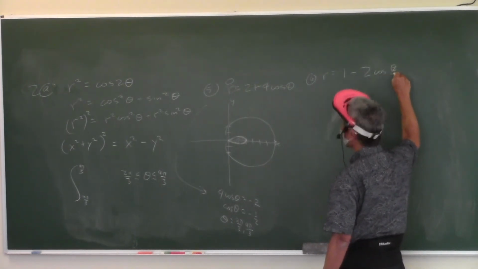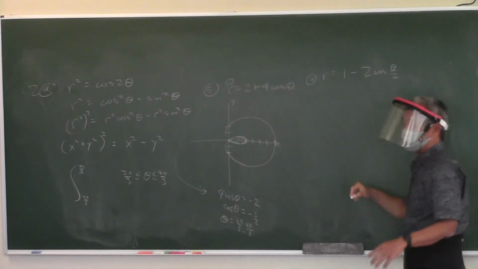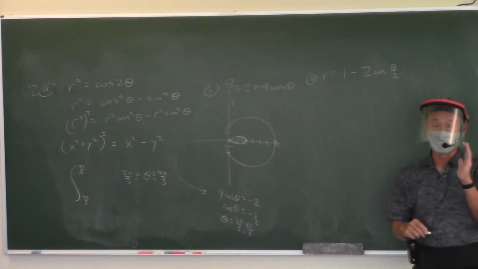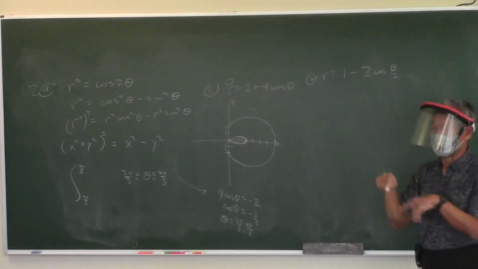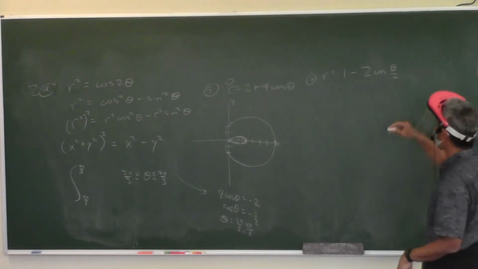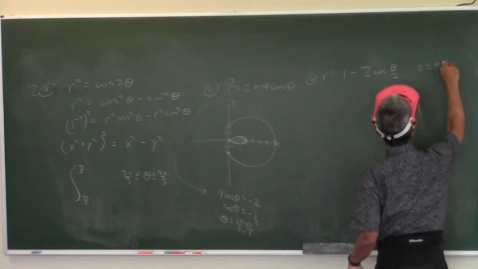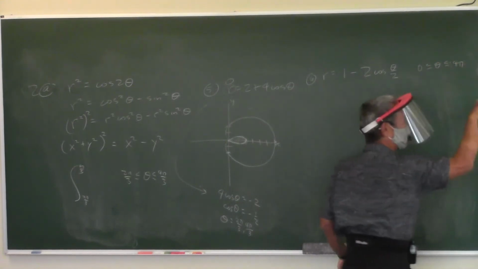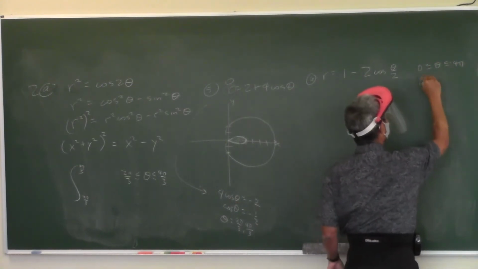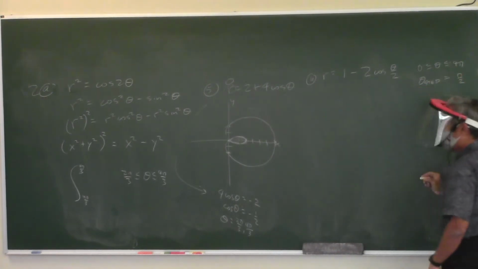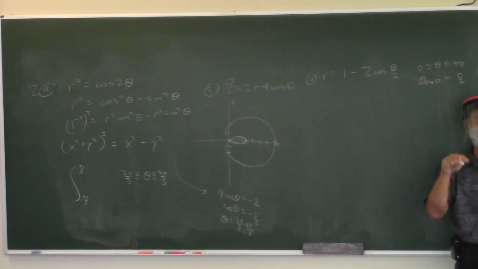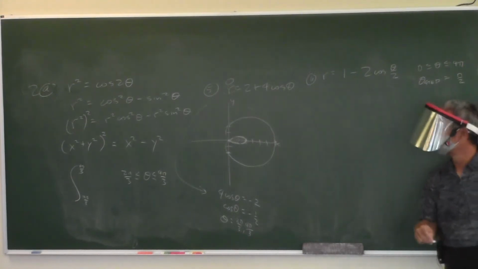Cosine theta over 2. Now, there's only going to be one problem on the test where you have to plot points. This is it right here. And I'm going to tell you exactly. I'm going to tell you, graph it from 0 to 4 pi. That means you've got to go 2 times around. And then I'm going to tell you theta step is equal to pi over 2. That means plot a point every 90 degrees. Okay?